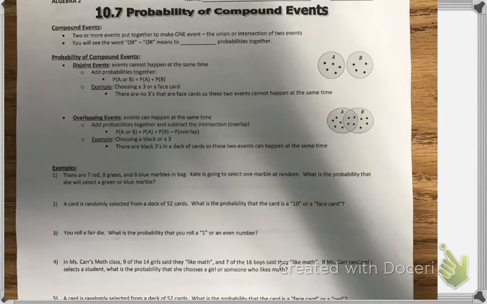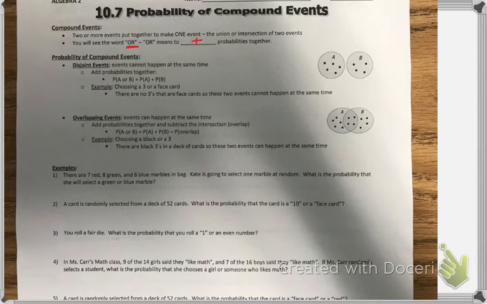So compound events, alright? Compound events are two or more events put together to make one event. It's called the union or intersection of two events. You will see the word "or" whenever we have a compound event. And "or" means we are going to add the probabilities together.